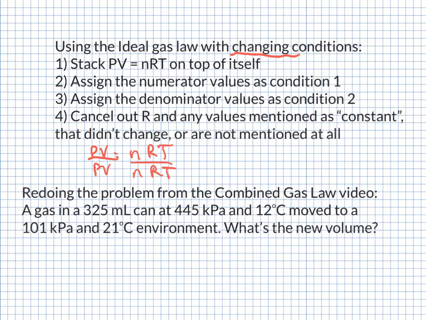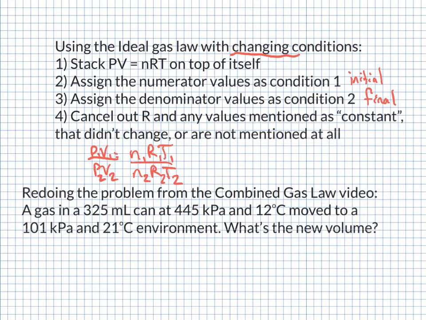And then everything in the numerator, we're going to assign as condition 1, right? So P1, V1, n1, R1, T1. And these are typically what we think of as our initial conditions. And then anything in the denominator, we're going to assign a 2, right? So P2, V2, n2, R2, T2. And these are our final conditions. So you do that from the outset.